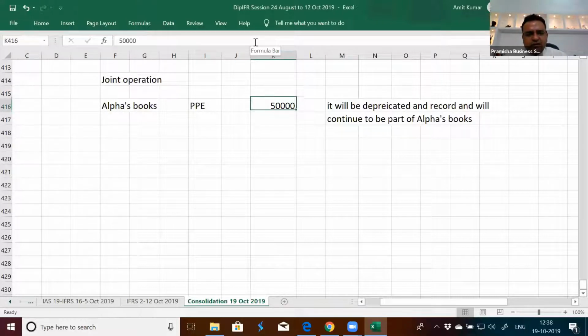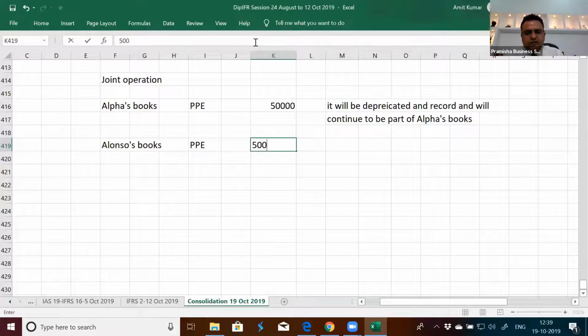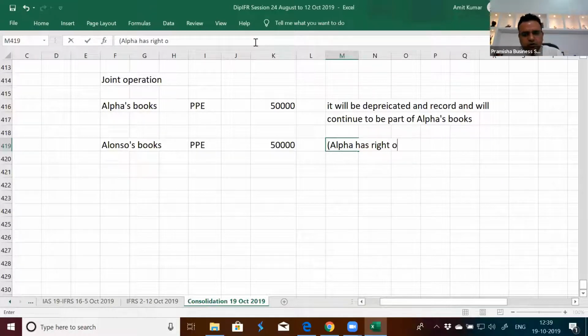But if it is a separate legal entity, if it is Alonso's books, and if PPE includes 50,000 given by Alpha into this venture as part of investment, Alpha will have to de-recognize this machinery from its books, and this machinery thereafter becomes the property of Alonso, becomes the asset of Alonso, and it cannot be taken away by Alpha as they wish, because it forms part of net assets. Now Alpha has right over net assets. They do not have right over this individual asset.